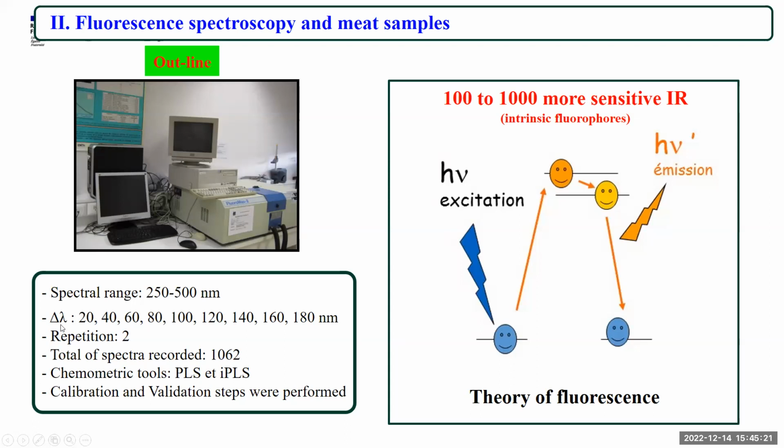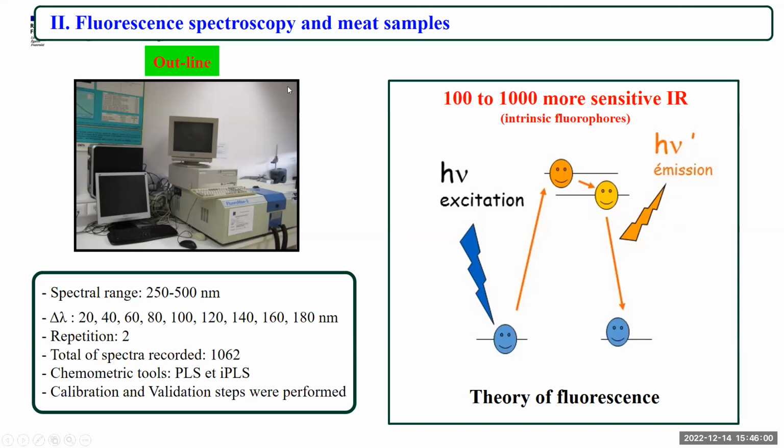500 nanometers. We used different offsets of excitation from 20 nanometers to 180 nanometers, meaning that we excited at wavelengths, and we recorded the emission of fluorescence at different ranges. So we recorded a very high number of spectra, and we used partial least square and interval partial least square in order to make our predictive models. And of course, we made a calibration and a validation of our models of prediction.